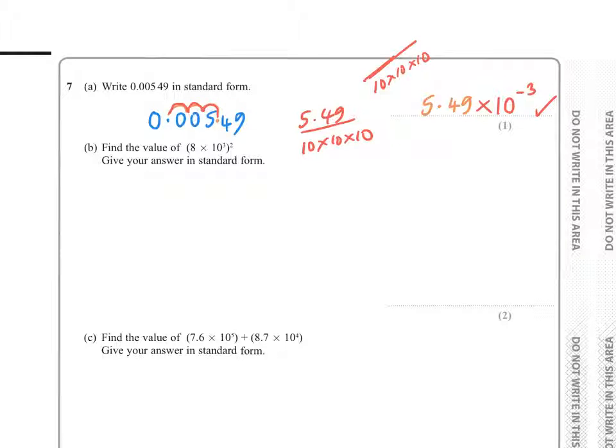Part B, we want 8 times 10 cubed all squared. Well, that's the same as writing 8 times 10 cubed times by itself, 8 times 10 cubed.